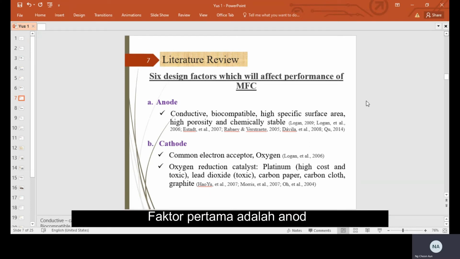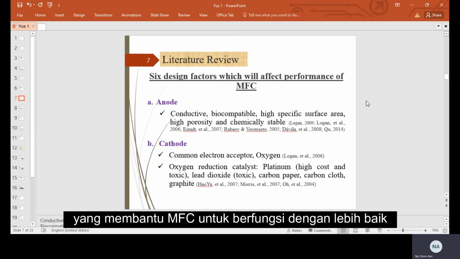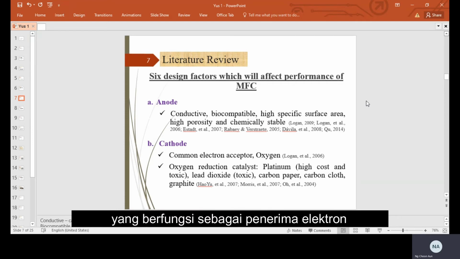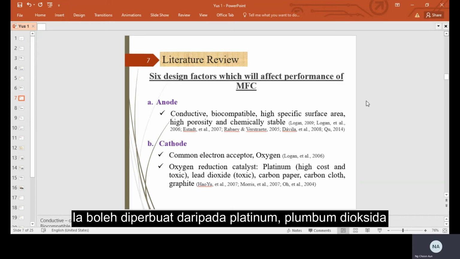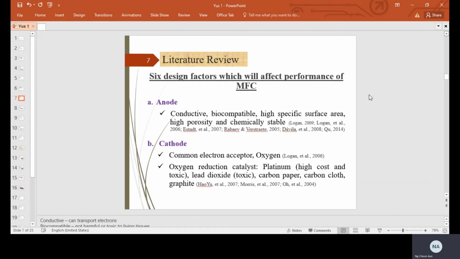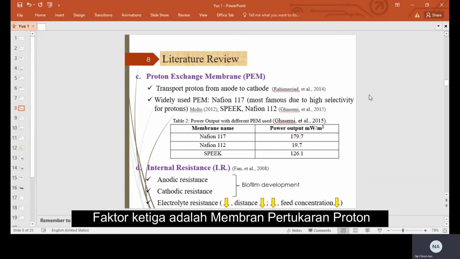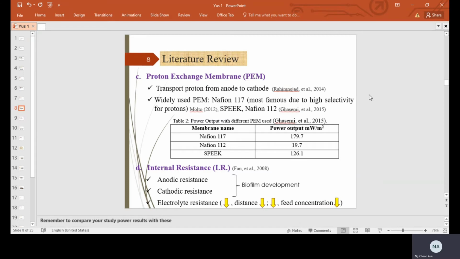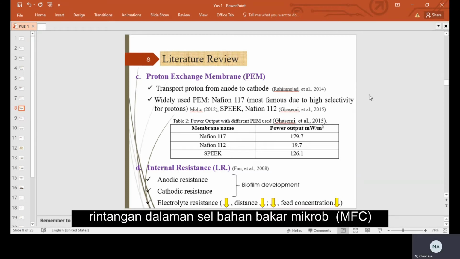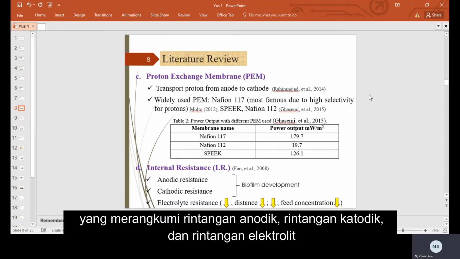The first factor is anode. An anode which is highly conductive, biocompatible, having high specific surface area, a high porosity, and chemically stable, will help MFC to perform better. The second factor is cathode, which acts as electron acceptor. It can be made from platinum, lead dioxide, carbon paper, carbon cloth or graphite, and etc. The third factor is proton exchange membrane to act as passageway to transport proton from anode to cathode. The fourth factor is MFC's internal resistance, which consists of anodic resistance, cathodic resistance, and electrolyte resistance.